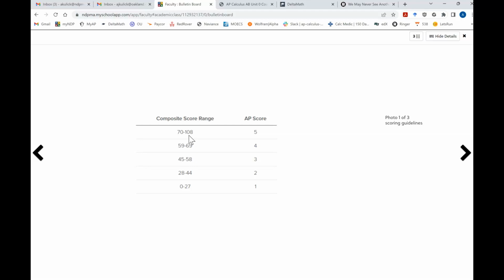Could we do more AP practice? My biggest problem with that is when I read some of the AP questions, I don't know what they're asking because I've never seen that type of thing.